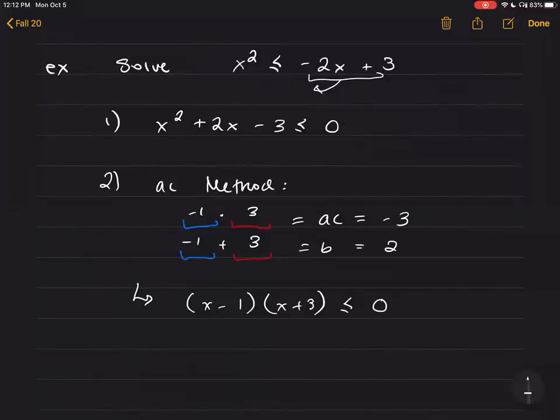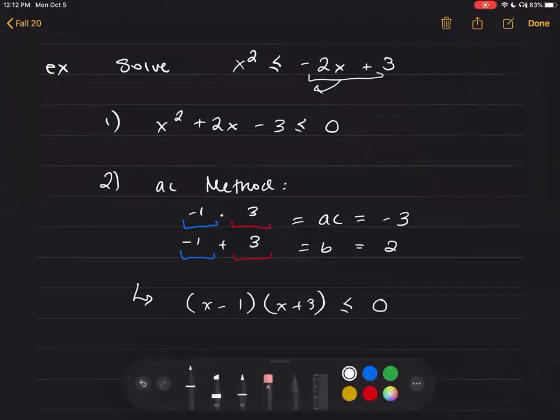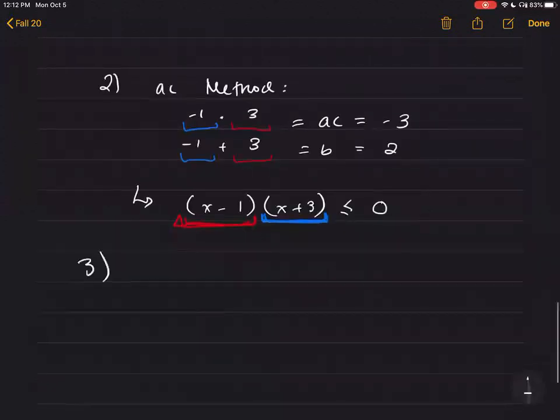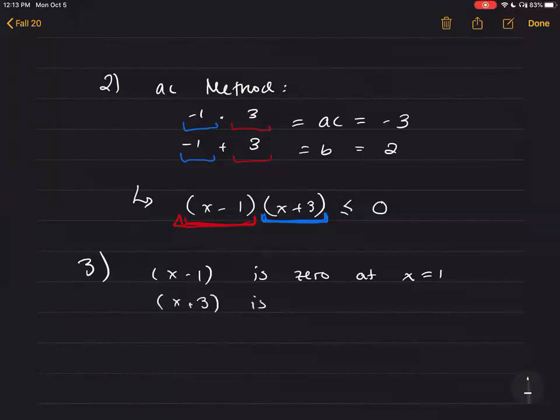Cool. So now the next step is to determine where each factor is 0. And by factor, what I mean is this is a factor here in the red, and this is a factor here in the blue. Okay. So x minus 1 is 0 at x equals 1, right? Because if we plug in 1 there, this goes to 0.